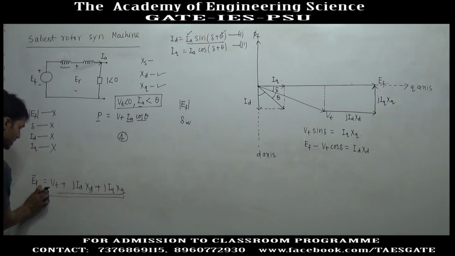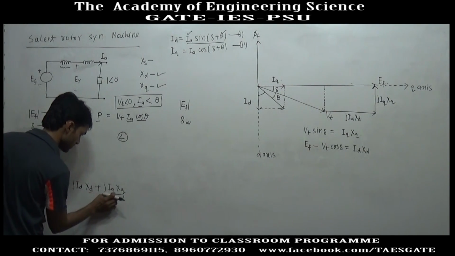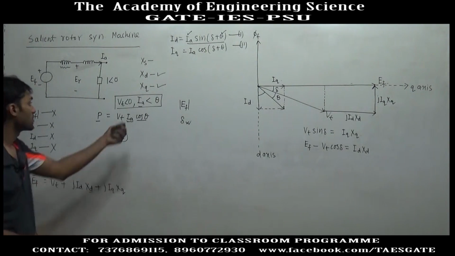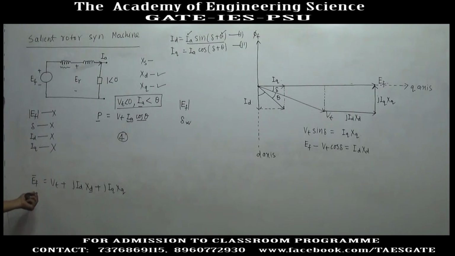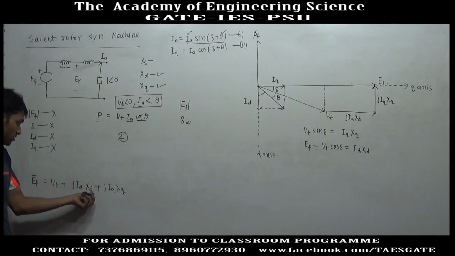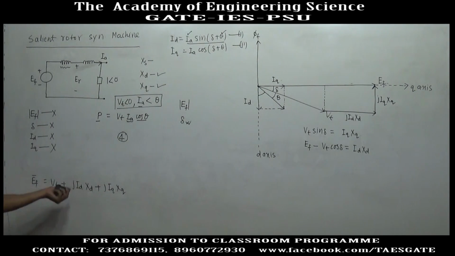But if we manipulate this relation, the calculation will be much easier. Generally, we will be given the armature current. So we will try to manipulate this relation. We will try to formulate this relation in terms of armature current.